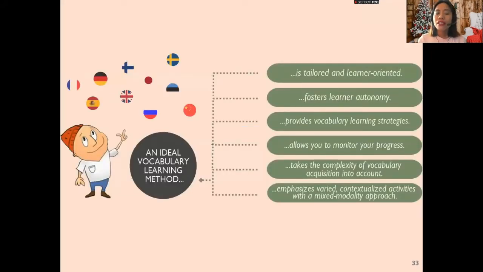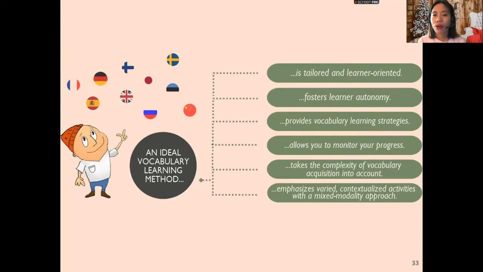So an ideal vocabulary learning method is this one, okay? It is tailored and learner-oriented, meaning we really create the way we teach vocabulary to our learners based on their needs, no? And at the same time, learner-oriented siya. So basically, we put the learners in the center of our creation of the material. Kailangan talaga nating isipin, we need to really think of our learners. What kind of learners do we have? Ano ang level nila? Because if their level is higher, of course, you don't teach them lower level vocabulary. So you have to consider that.